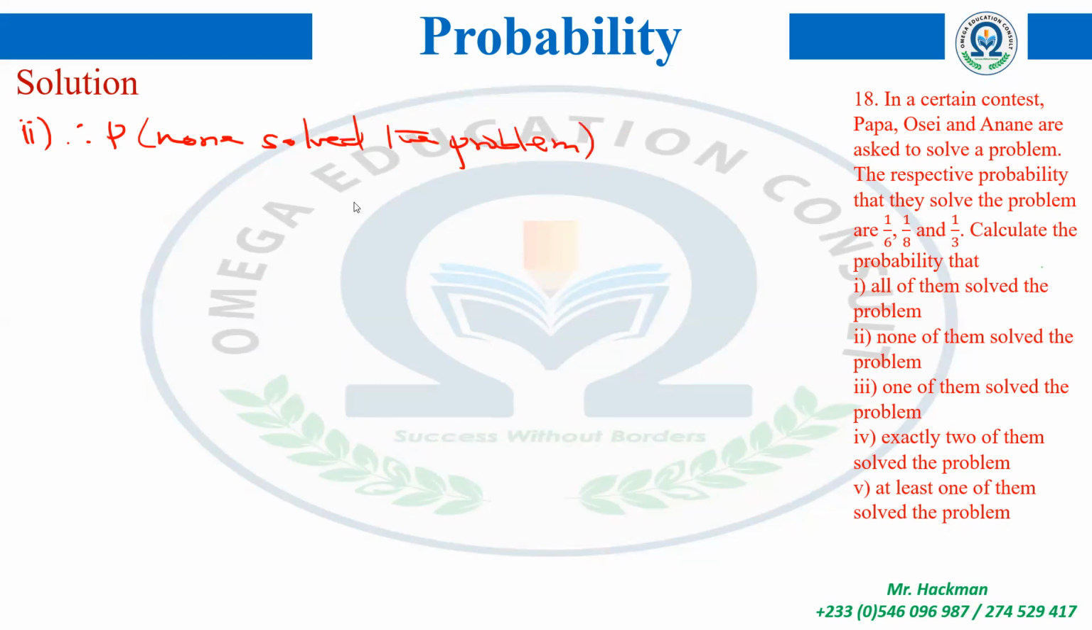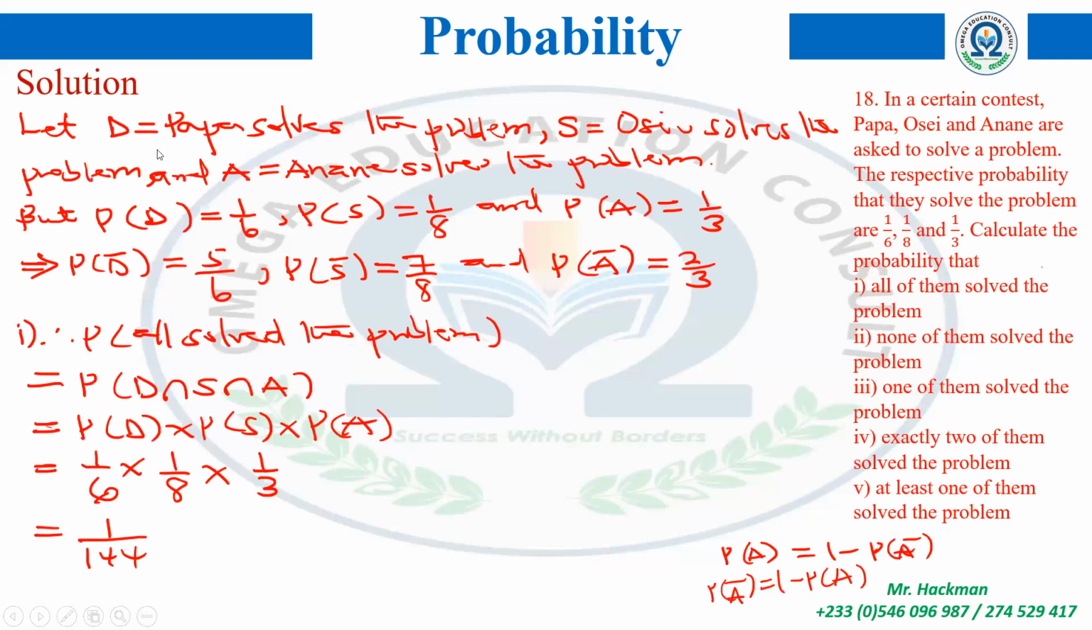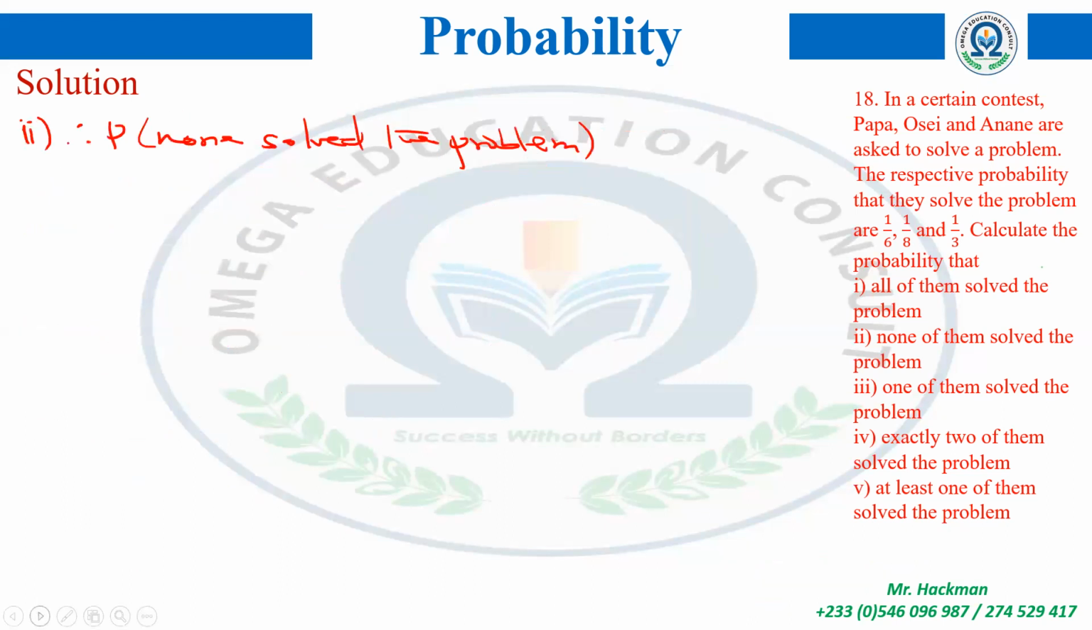And please, let me go back a little and say something there, again with your representation. Just as you cannot write just P of Papa, you can't also write Papa solves. Please make sure you add this: Papa solves the problem. Other than that, if you write P of Papa solve, it doesn't make sense. It doesn't make your event precise. Please take notes. So make sure you define your event very well.